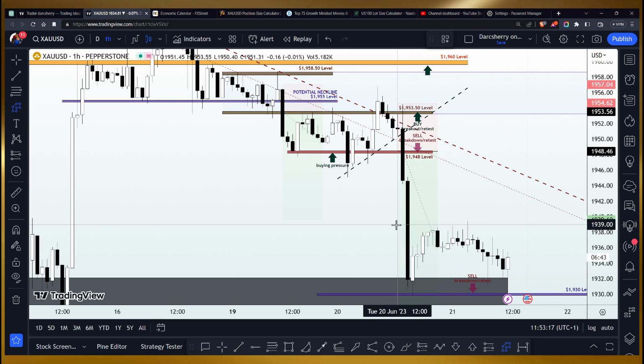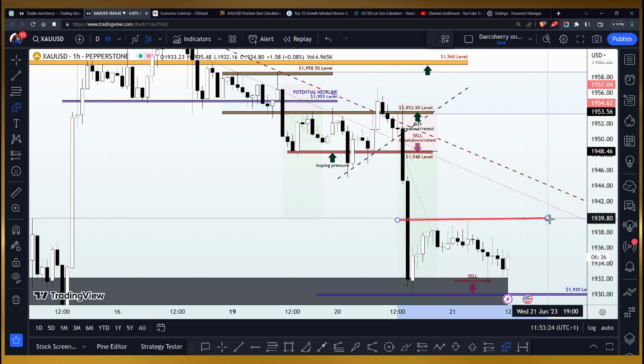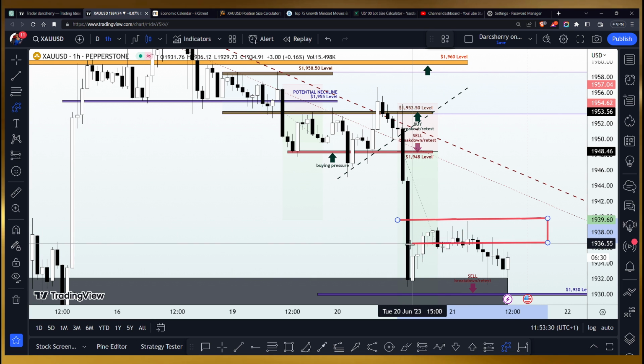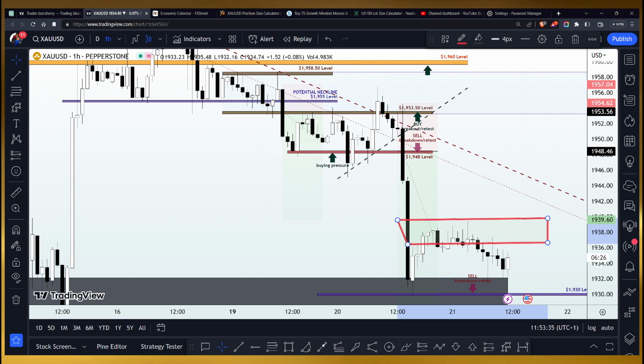And the most appropriate area I think we can move our stop losses to is anywhere around the $1,939.50 level and the $1,936.50 area to secure this position. And the reason, simply, is because we want to give room for price action to breathe.